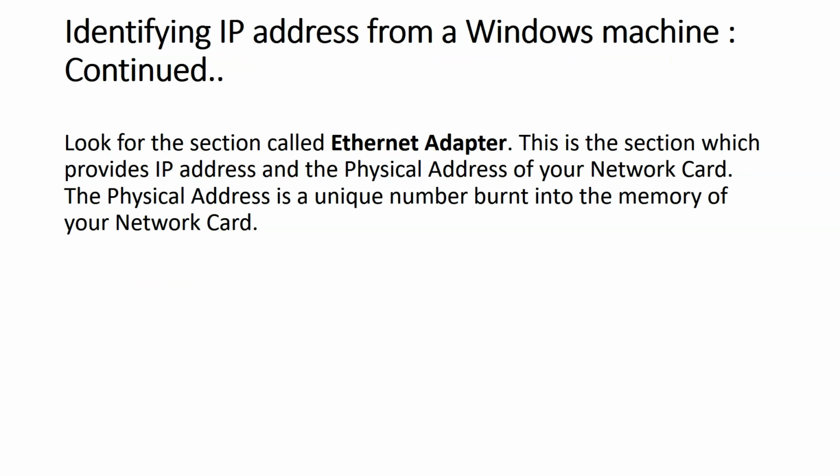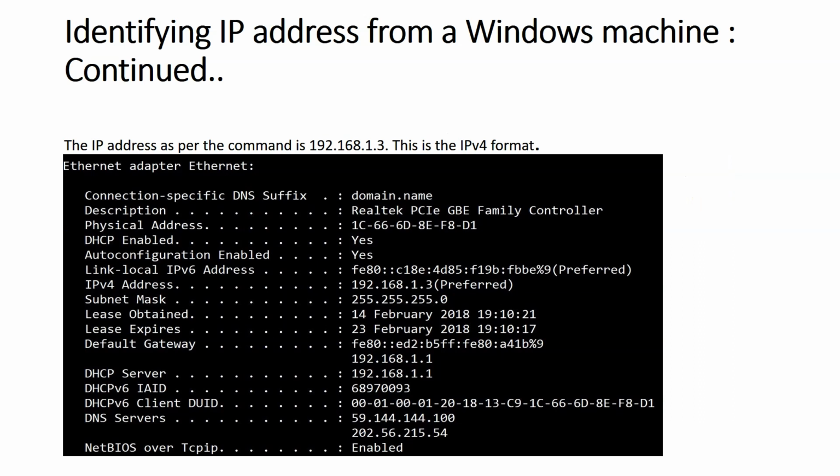Look for the section called Ethernet adapter. This is the section which provides the IP address and the physical address of your network card. The physical address is a unique number burned into the memory of your network card. The IP address as per the command is 192.168.1.3. Here it is. This is the IP version 4 format.